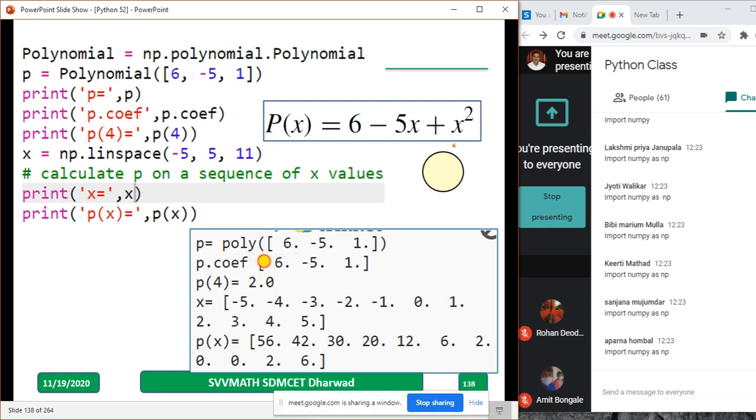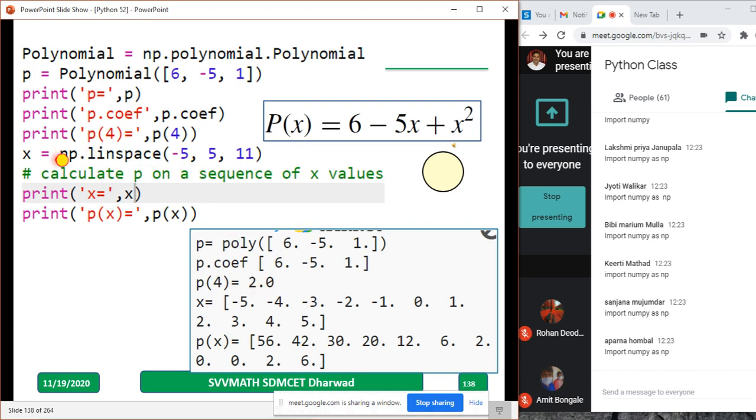POLY will not come, polynomial. Next, what am I printing? P of 4. When I use P of 4, the answer I get, when I fill x equal to 2, the answer will be 2.0.